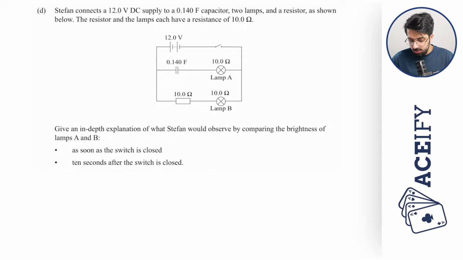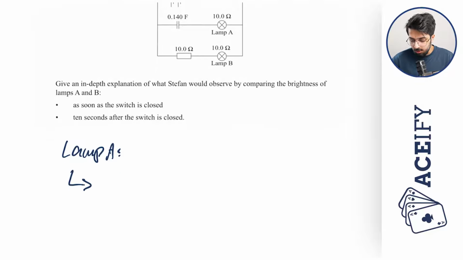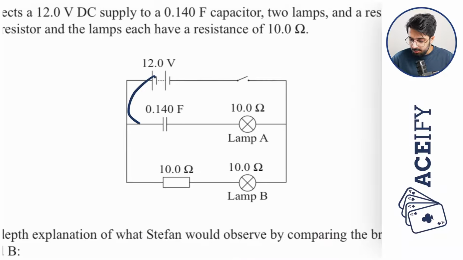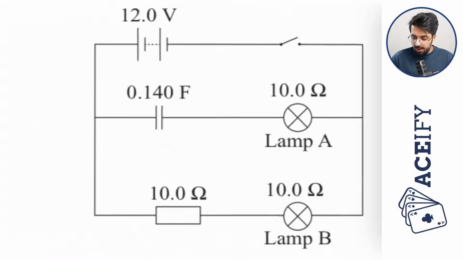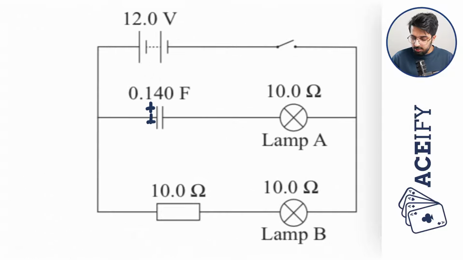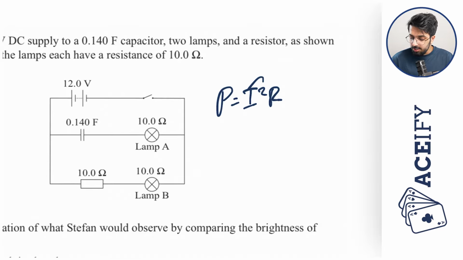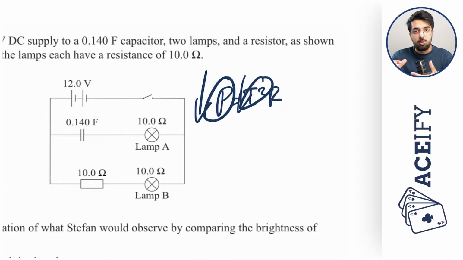Alright, so as soon as the switch is closed, let's do lamp A first. So lamp A initially will glow brightly, and this is because current is max through here. However, as charge begins to accumulate on this capacitor due to repulsive forces, current will begin to slow down. So therefore less current will flow through the lamp, and as P is equal to I squared R, as our current is going down, the power consumed by the lamp will also go down, meaning that the lamp will glow less bright.